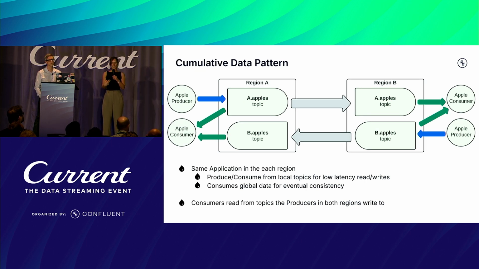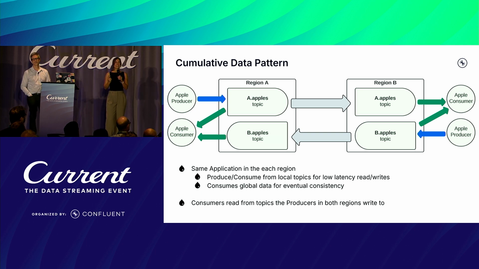Now, the third way, which luckily is not in the white paper, so we'll actually have something to talk about, is if you want to have the same application deployed in both regions, again, to get that low latency read and write, but you also want to have your consumers eventually consistent with the global data set, then you're going to want to run an application diagram that looks like this and use what we like to call the cumulative data pattern. And you guys, she has it all. She has all the gory details we could ever want.